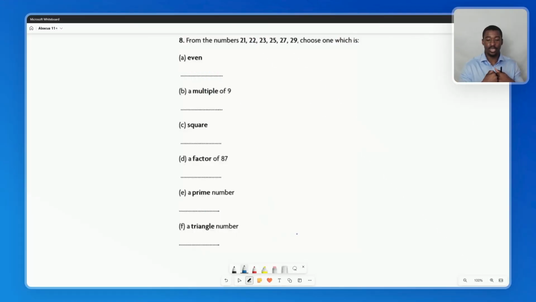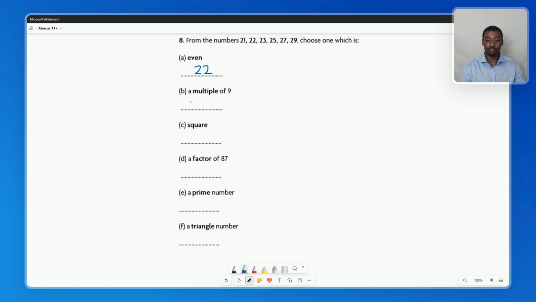Okay, so here we have another question, and this tests our understanding of different definitions within maths, which we need to know for our exam. So starting off pretty easy. Part A, from these numbers, which one is an even number? We know odd, even numbers, so this should be pretty easy. It's going to be 22. 22 is our even number.